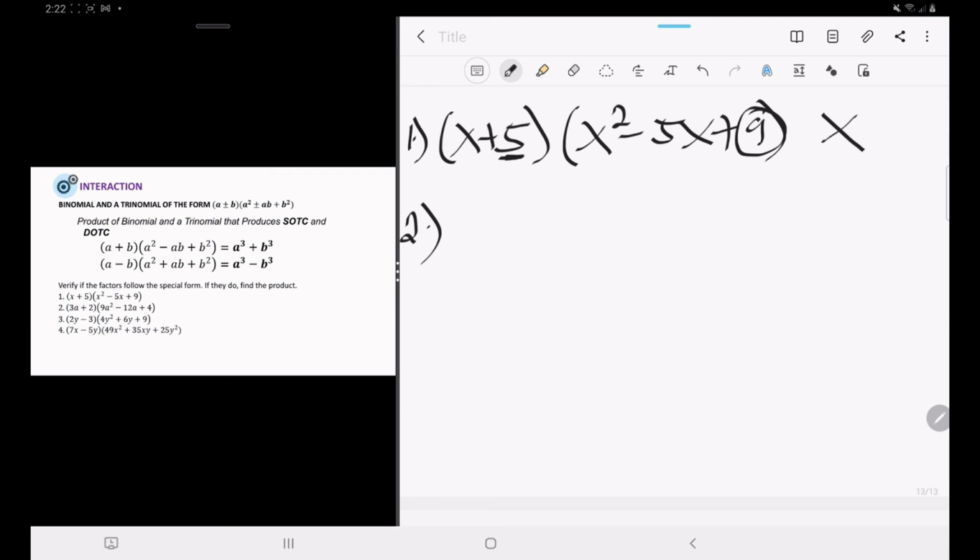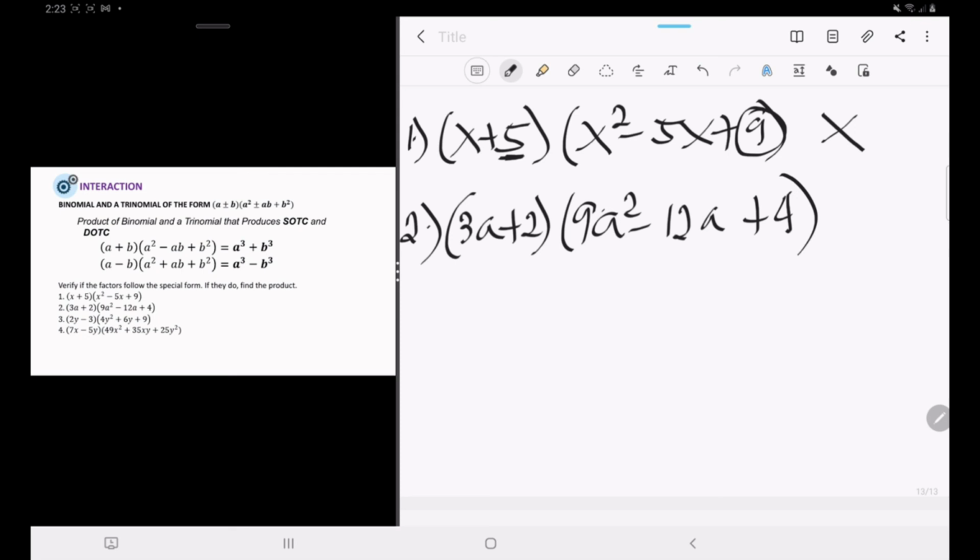Number 2, 3a plus 2 times 9a squared minus 12a plus 4. Again, this example did not follow the pattern because of the middle term. The middle term should be the product of the first term and second term of the binomial only, and not multiplied by 2. So it did not follow the pattern.